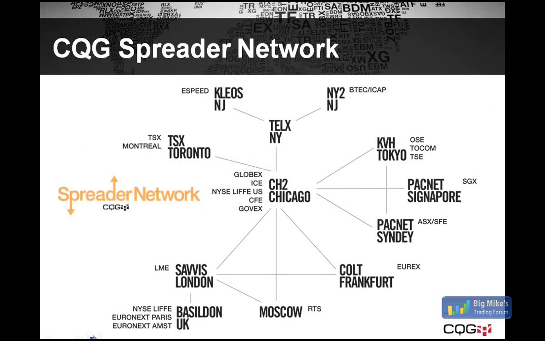This is a list of some of the exchanges that we provide connectivity in the spreader network. Now, in addition to these exchanges that are listed, we do have other exchanges that we pull market data for. And we also have some other exchanges that we just provide trade routing to but not spreading currently.